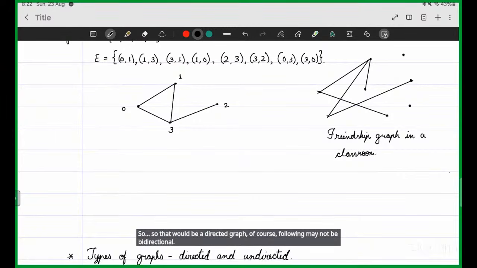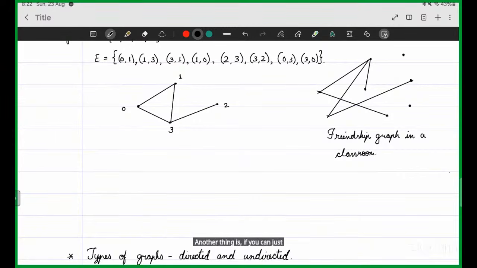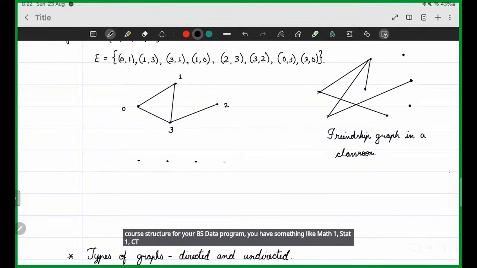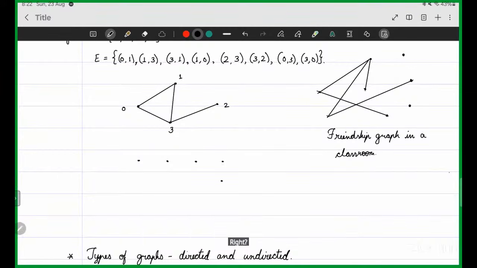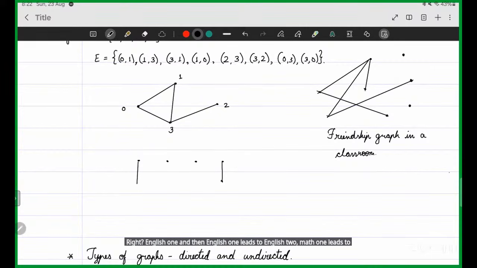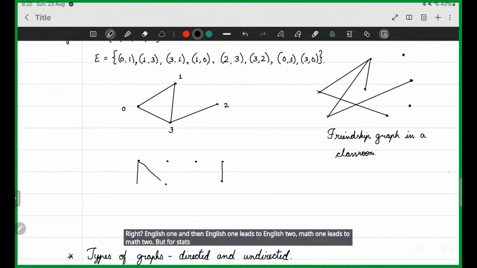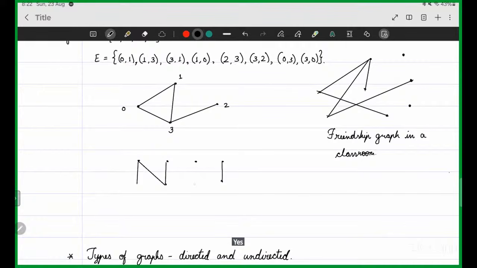Another thing is if you can just plot the course structure for your BS data program, you have something like Math 1, Stat 1, CT, English 1. English 1 leads to English 2, Math 1 leads to Math 2. But for Stats 2, I think you need both Math 1 as well as Stats 1, right? Yes, sir. And for Python, you need only CT, I believe.